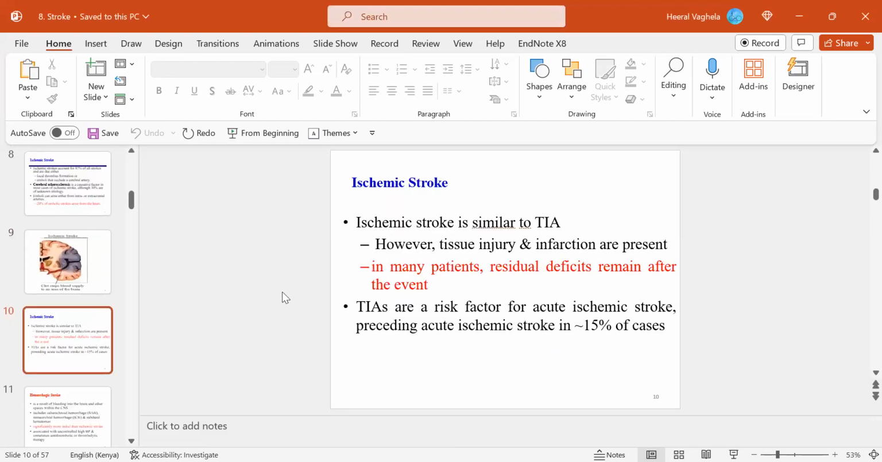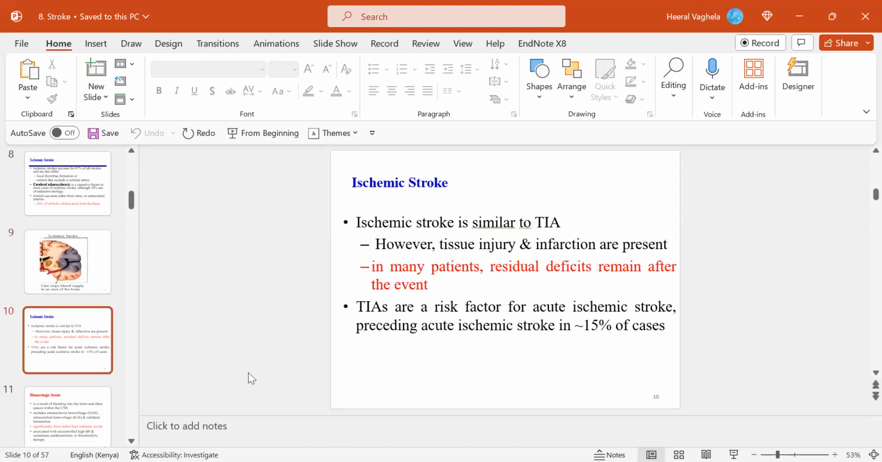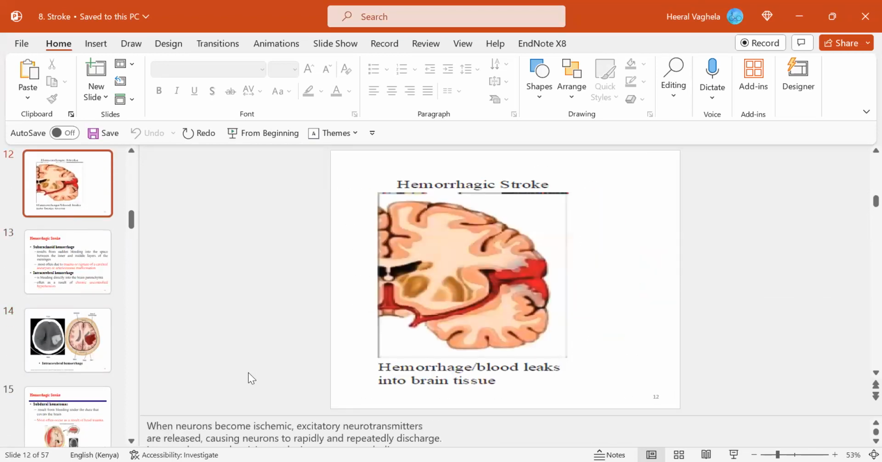So like I said, with ischemic stroke, we can see over here that the plaque or the emboli blocks the blood vessel, and it stops the blood supply to an area of the brain. Then you have hemorrhagic stroke.